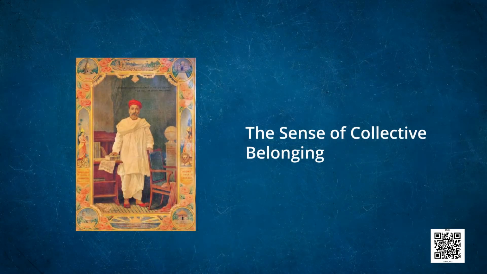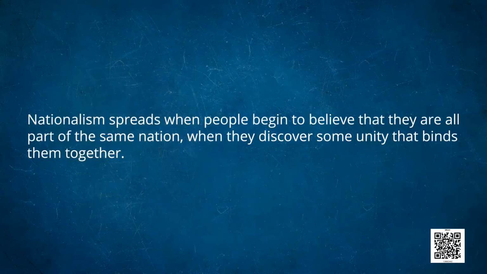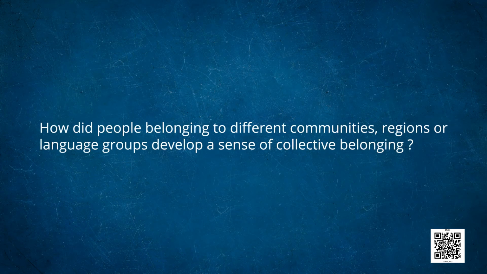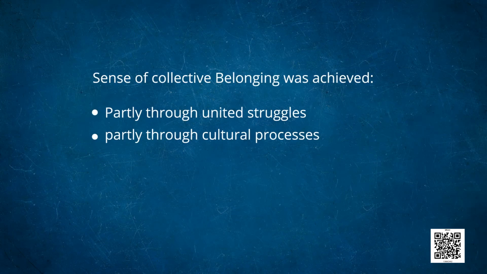Now let's move further and talk about the sense of collective belonging. Nationalism spreads when people begin to believe that they are the part of the same nation, when they discover some unity that binds them together. Now the question is, how did the people belonging to different communities, regions or language groups develop a sense of collective belonging? So children, this was achieved partly through the united struggles and partly through cultural processes.